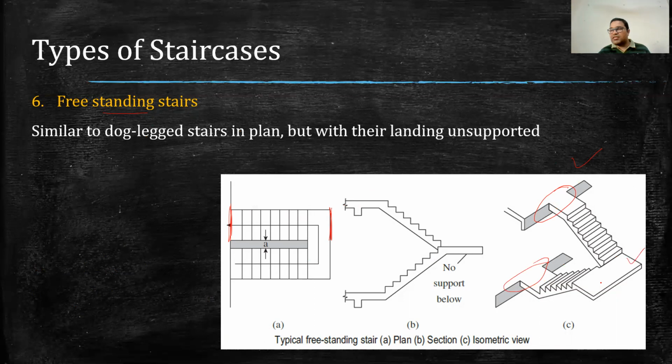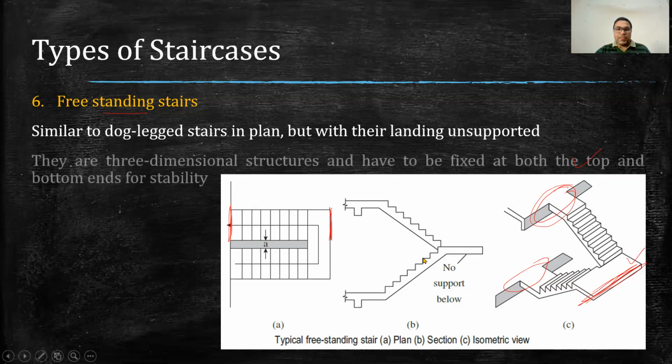This halfway landing is not connected, while in a dog-leg staircase, we provide supports along the halfway landing also. So that is the only difference between the freestanding staircase and the dog-leg staircase. Because we are providing fewer connections, this is also considered a three-dimensional structure in our design. This kind of staircase is also used in some buildings.